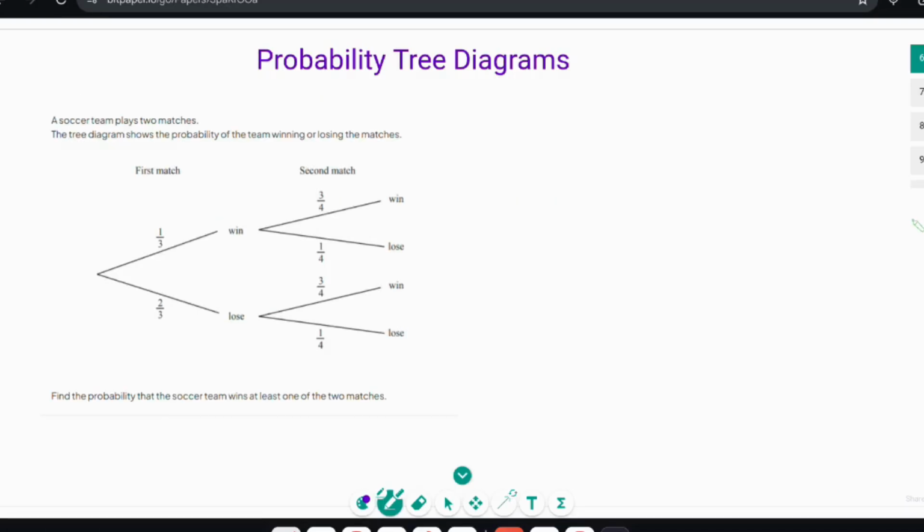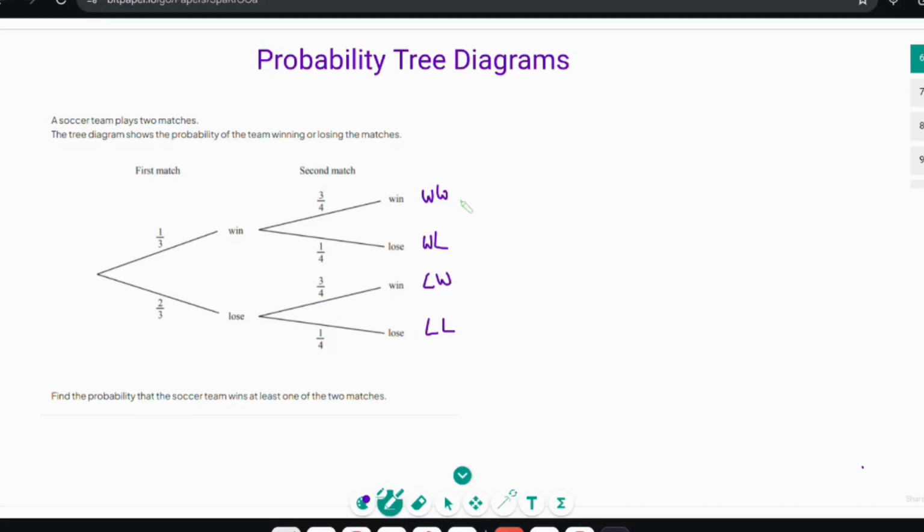Okay, you might be given your probabilities as fractions, but it's the same idea. Soccer team plays 2 matches. The tree diagram shows the probability of the team winning or losing the matches. Find the probability that the soccer team wins at least one of the 2 matches. So the top one is win-win, win-lose, lose-win, lose-lose.